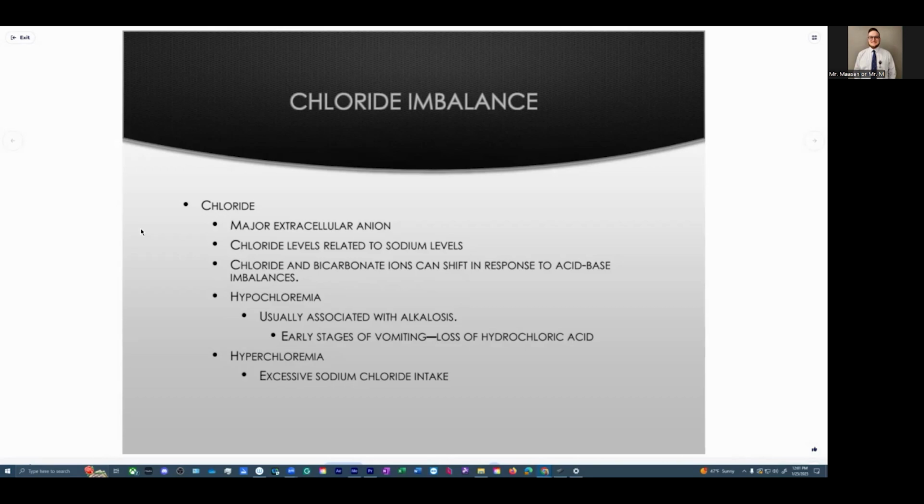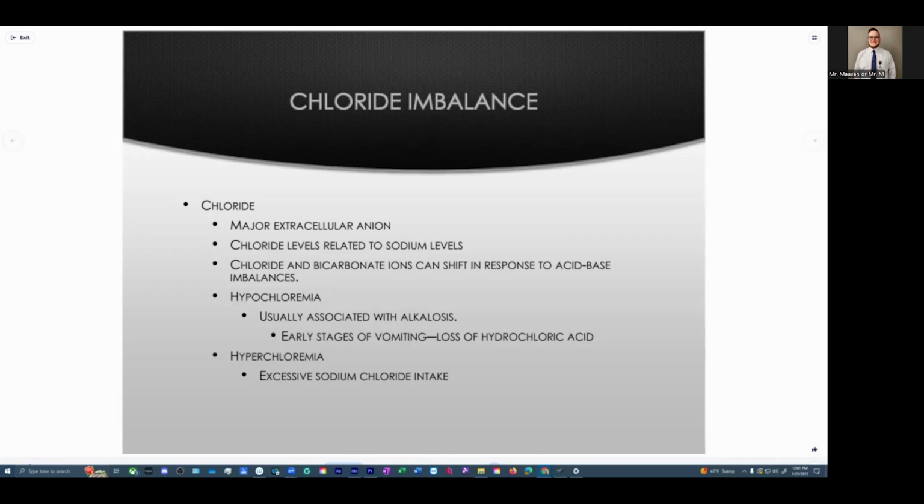If I don't have enough chloride, it could be associated with vomiting and losing a lot of my acid from my body. Too much chloride is really just too much sodium chloride intake, but that's hard to do, kind of rare. So again, these last few are more minor.